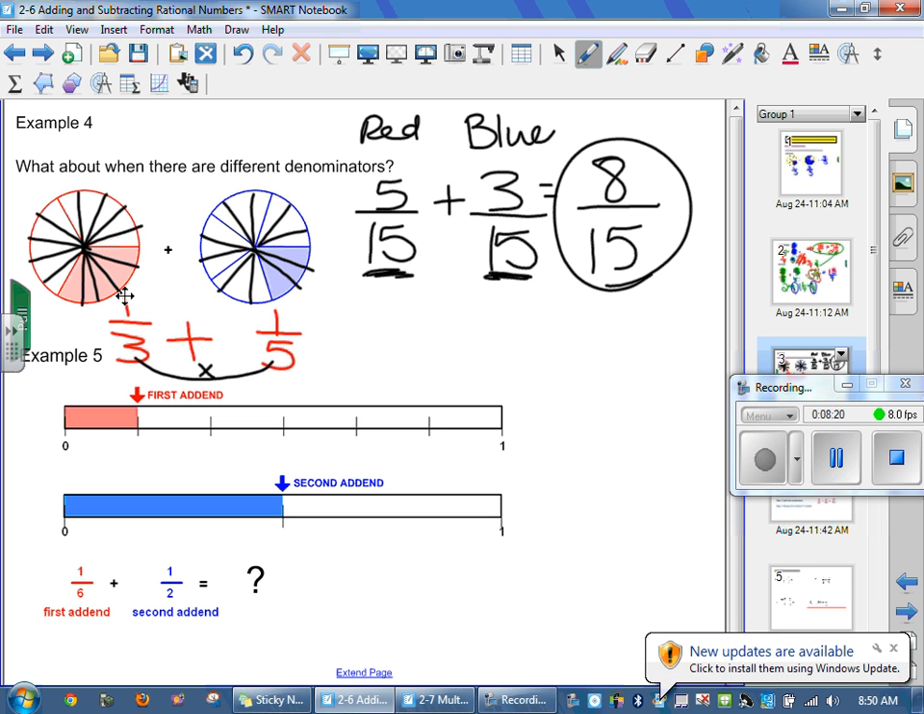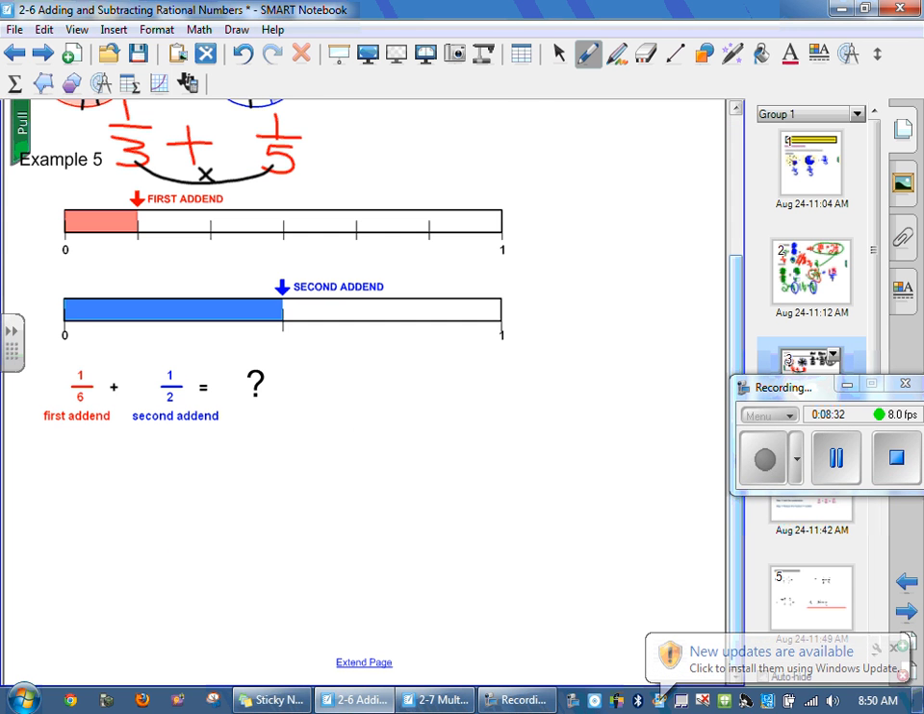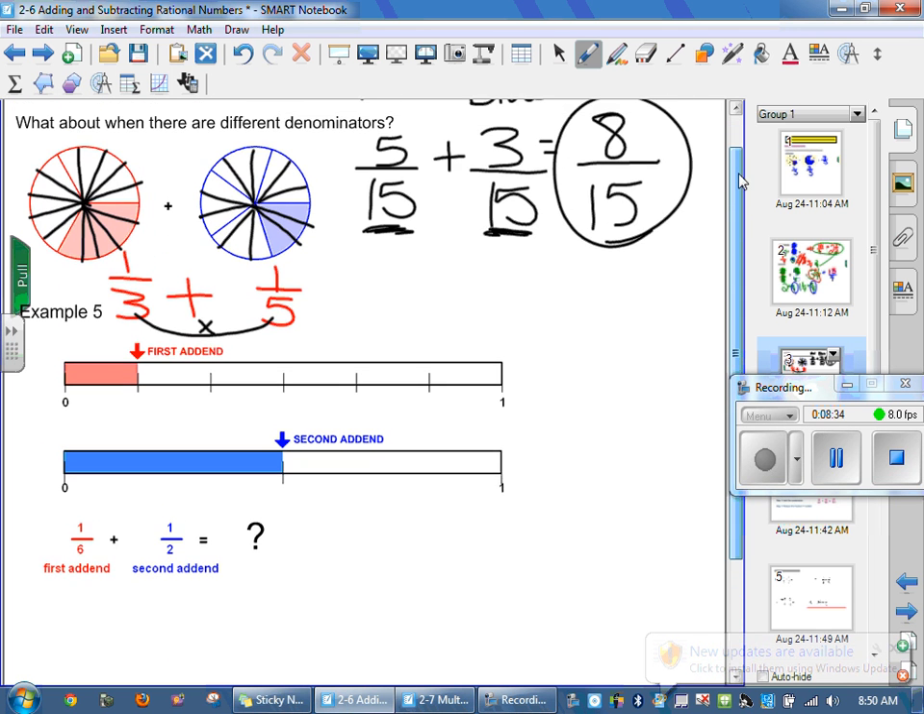Yeah? Okay. We can also do it using these kinds of number lines. Now we've got number lines. These ones are kind of easy to deal with. Would you like me to put that back for you? Somebody still ready? No, we're good?